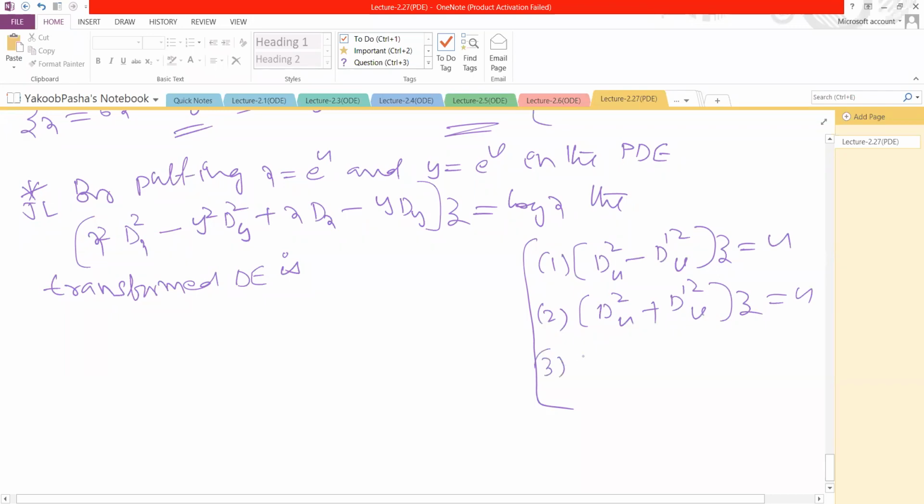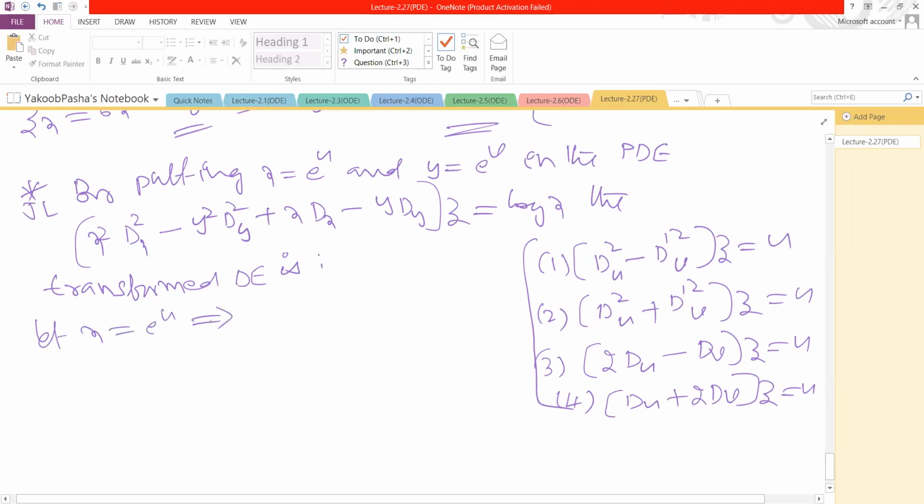And the third option, 2 du minus dv of z is equal to u. And the fourth option, du plus 2 dv of z is equal to u. These are the options. Okay, first we are given x is equal to e power u.